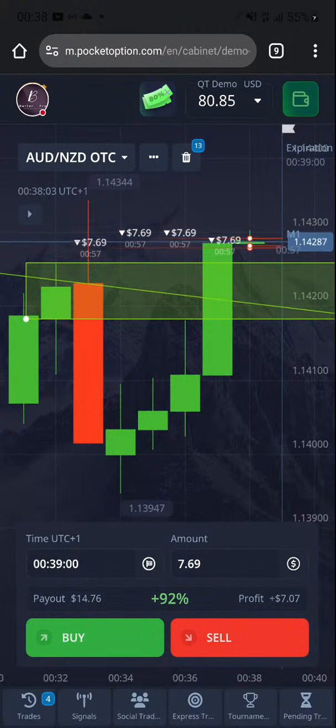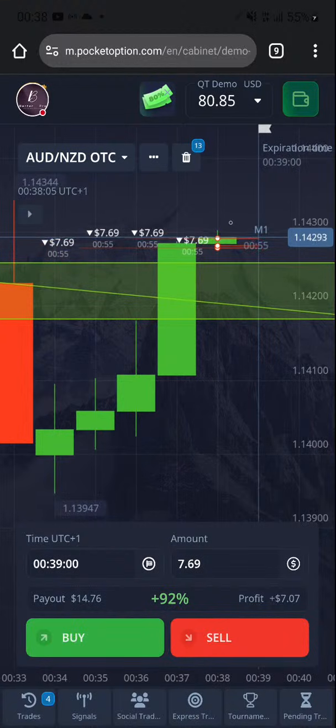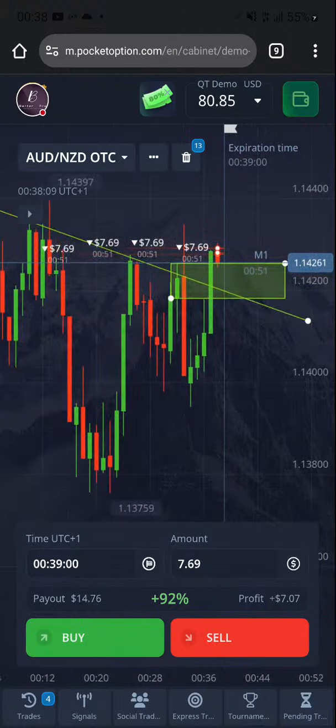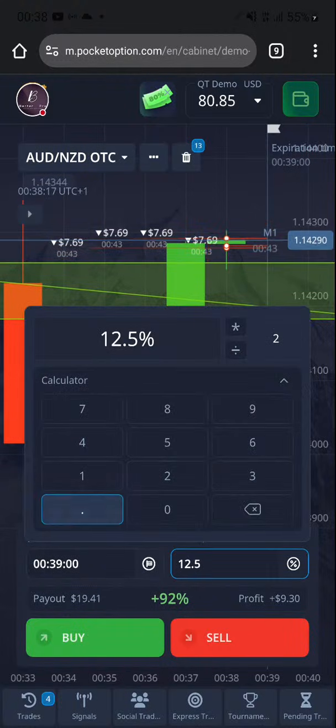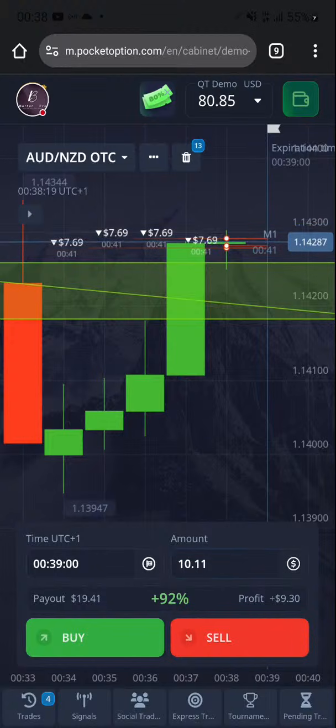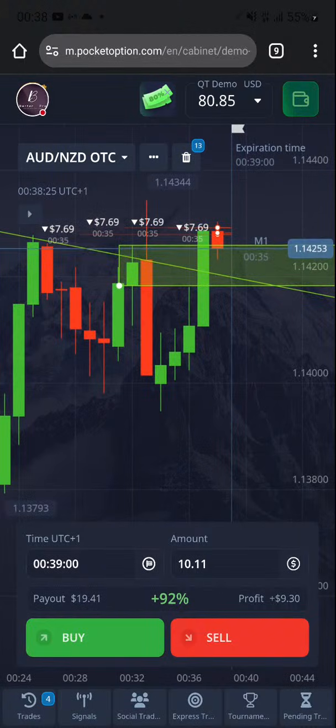Oh, come on. I want to take the trade above this round number, but I'm expecting a red candle though. So let's just leave it like that. I'm expecting a red candle. Okay, cool. That's good.